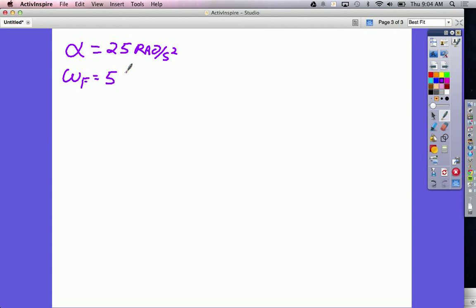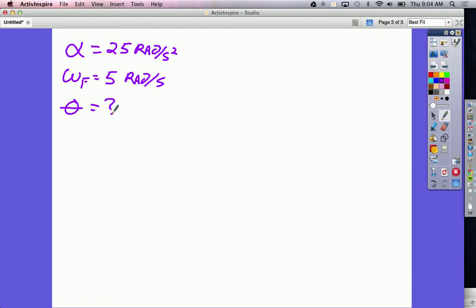I know the final angular velocity of the ball, so omega f, is going to be 5 radians per second. And our job is to find the angular displacement that the ball goes through while the pitcher is giving it this angular speed. Now, we only have two numbers in the problem, and that's because the third number that we would need to solve this is not written.